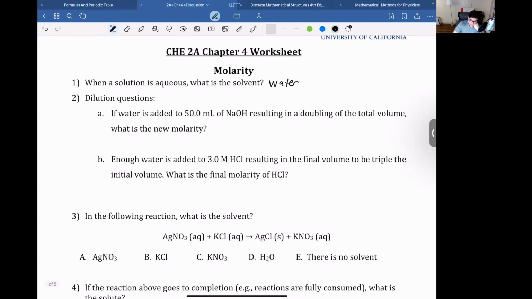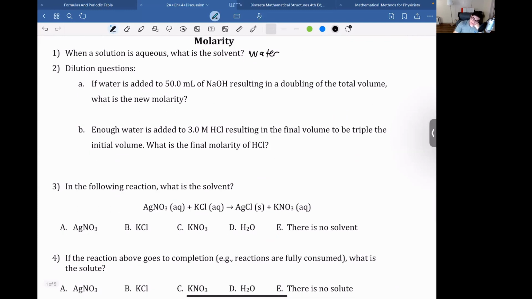Two, we have dilution questions. It says if water is added to 50 milliliters of NaOH, resulting in a doubling of the total volume, what is the new molarity? Got it. So there are a few ways you can think about it. I'm going to use M1 V1 equals M2 V2, and we can find the new molarity as a function of the initial molarity.